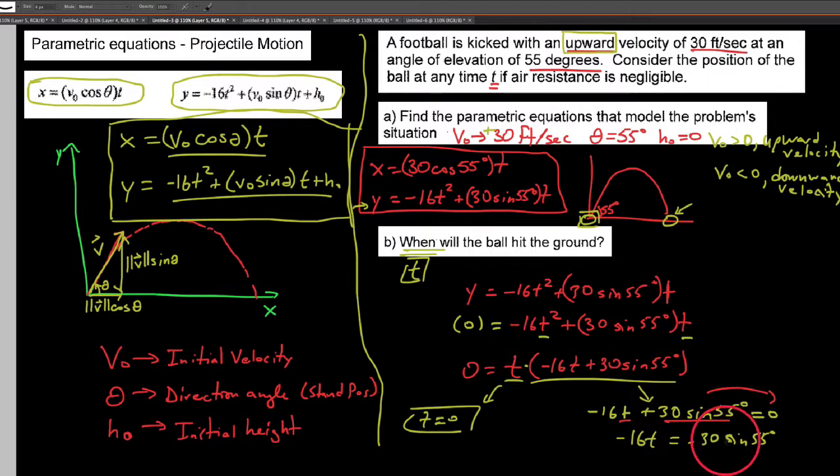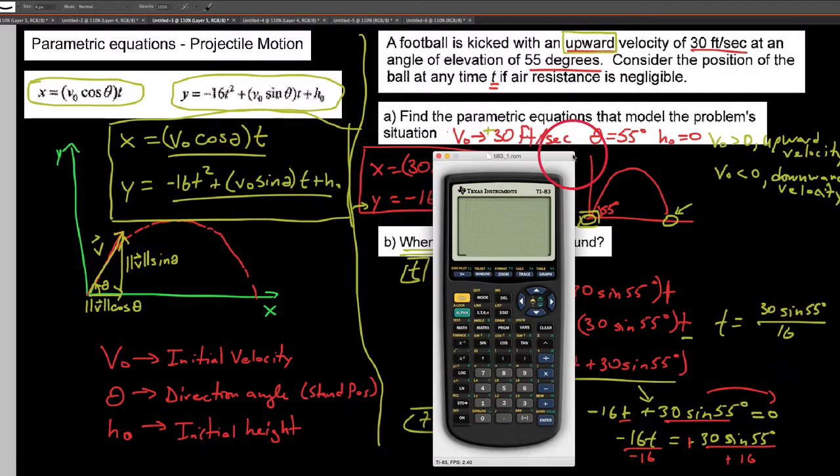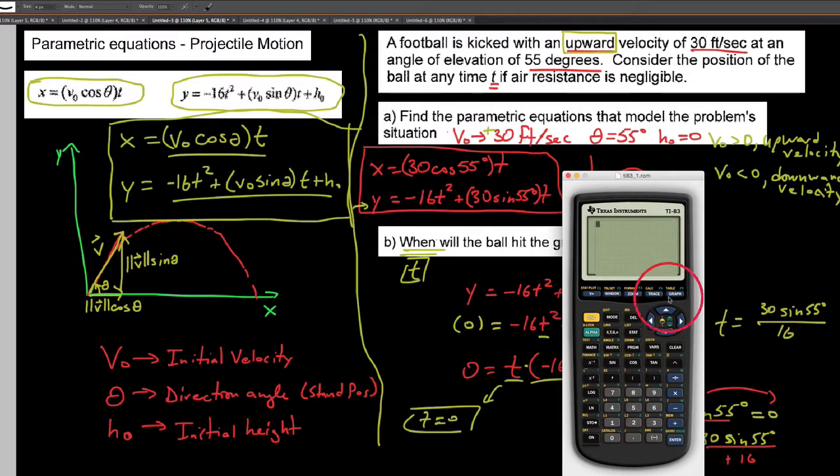And then to solve for the time here, all we have to do is divide both sides by negative 16. Dividing by a negative 16 is going to make these values positive again. But we get the exact time, and the exact time would be exactly 30 sine 55 degrees divided by 16 seconds. Okay, that's when your ball is going to hit the ground. So let's go ahead and take a look at what this value would be now. To be very clear, your calculator is going to need to be in degrees here.